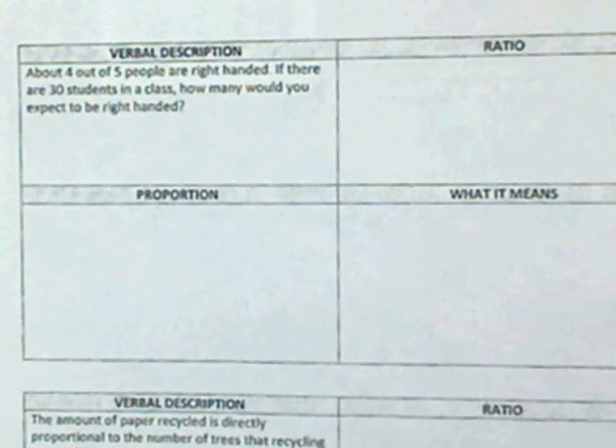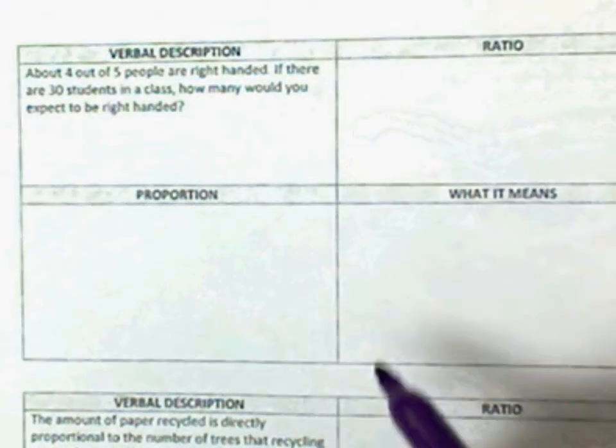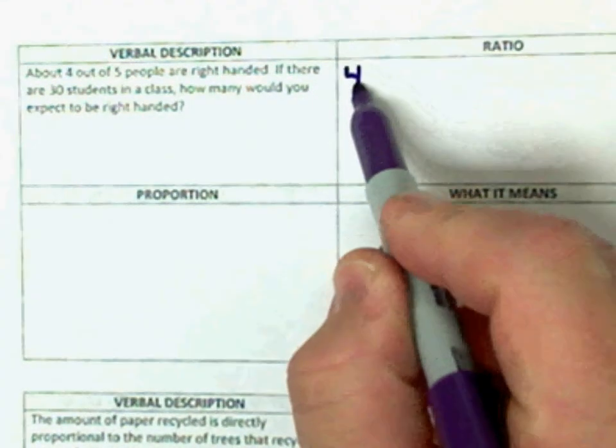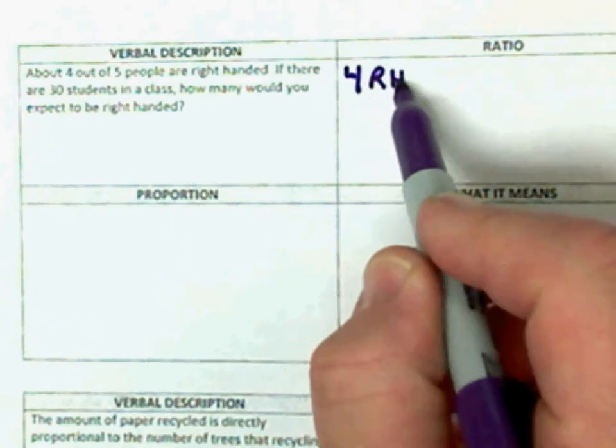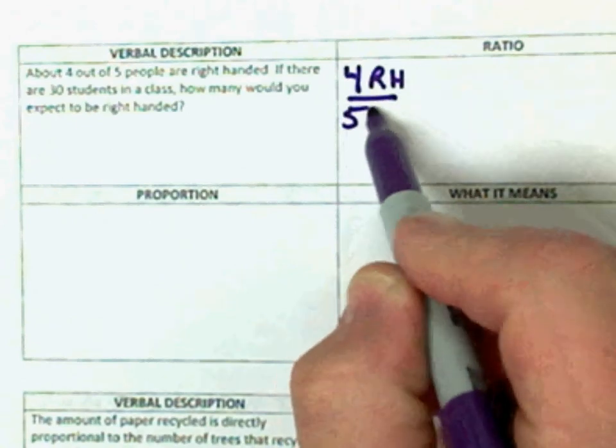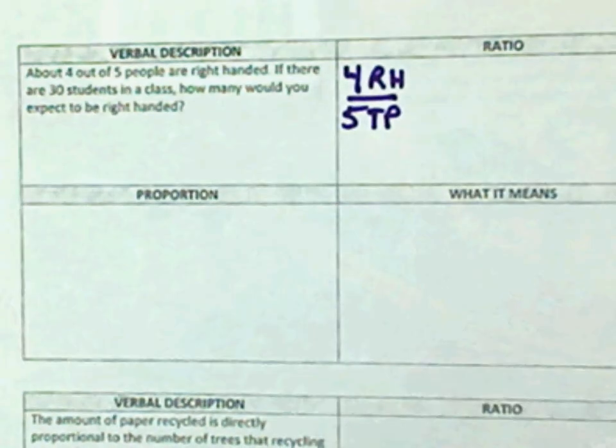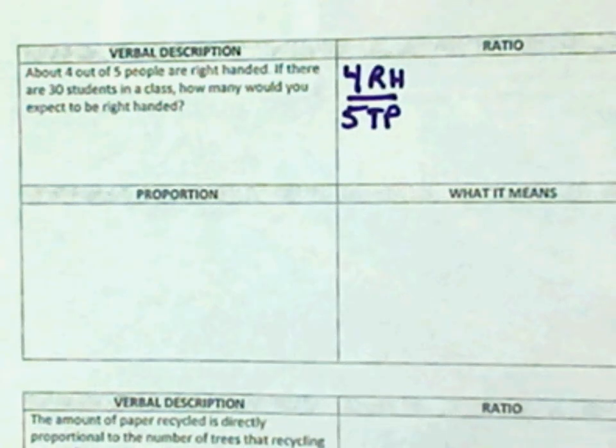Shane? 4 out of 5. Yeah. So we're going to have 4, and we'll call them right-handed, out of 5 total people, right? Always using units, so I can make sure I get the right thing in the numerator and the right thing in the denominator.